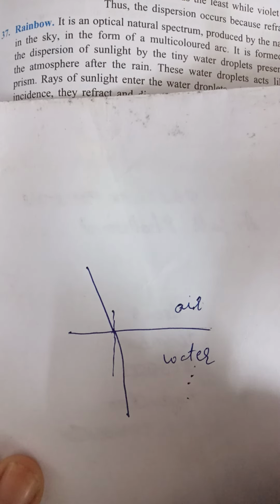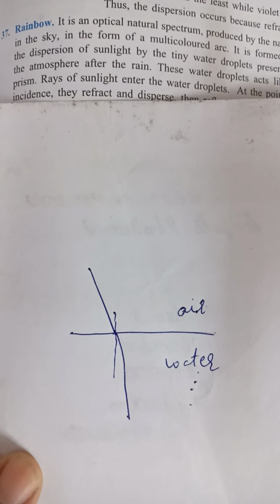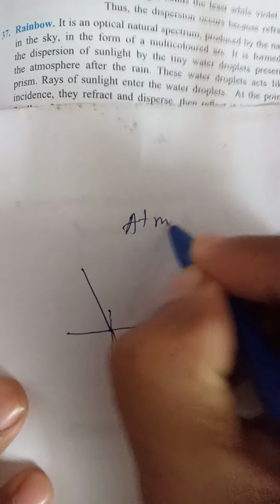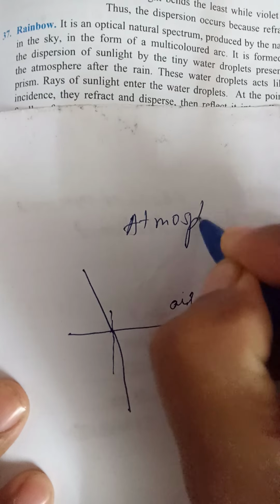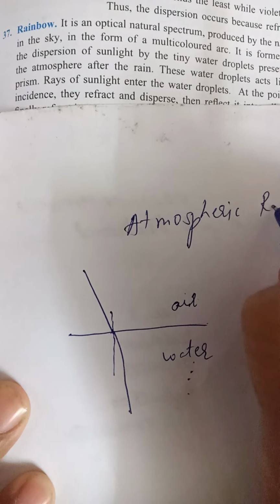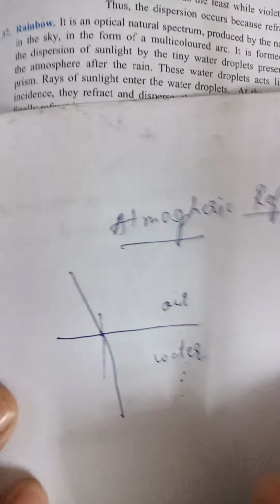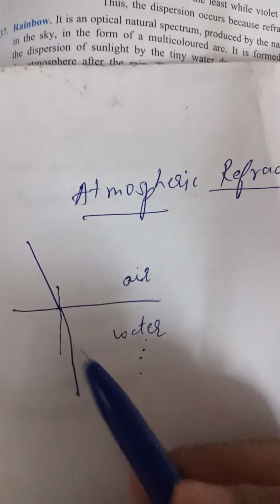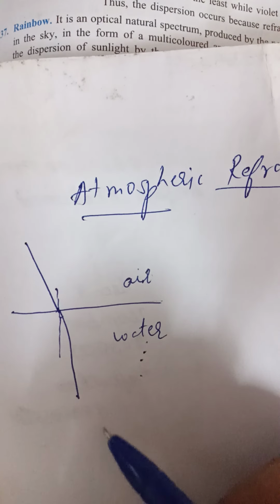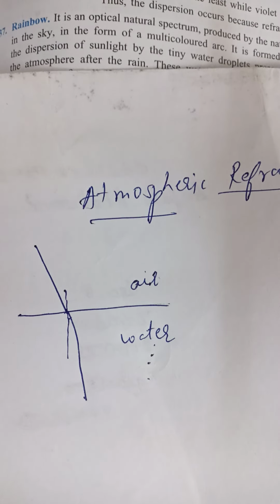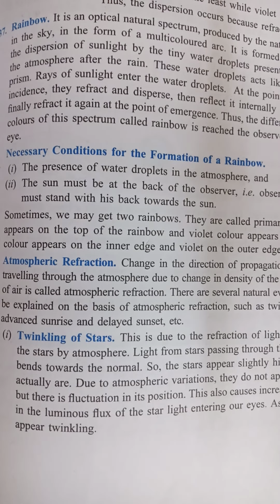So this application of refraction, we will be learning some phenomena today, that is the twinkling of the stars, etc. All these are based on the phenomenon of atmospheric refraction. When the path of the light gets changed, the light will bend. So today we are studying atmospheric refraction.